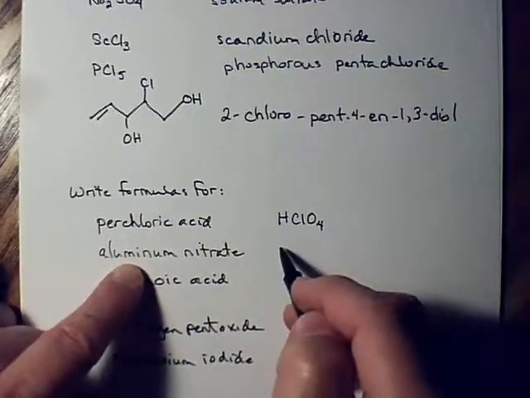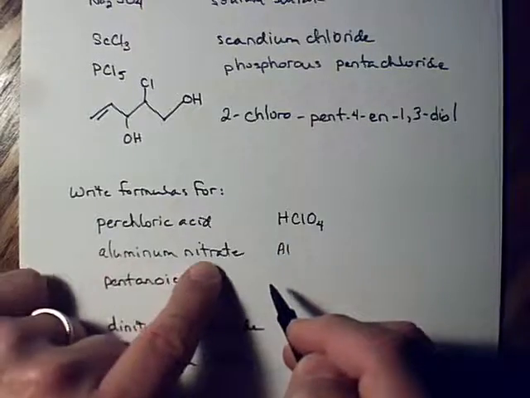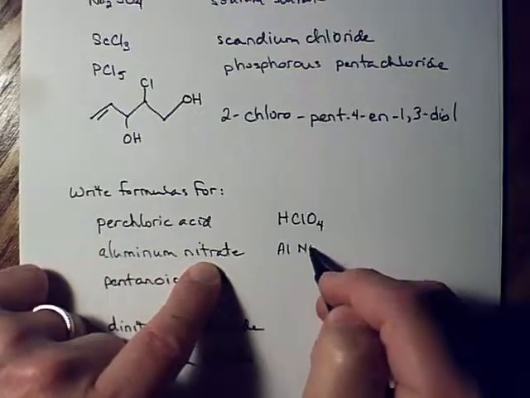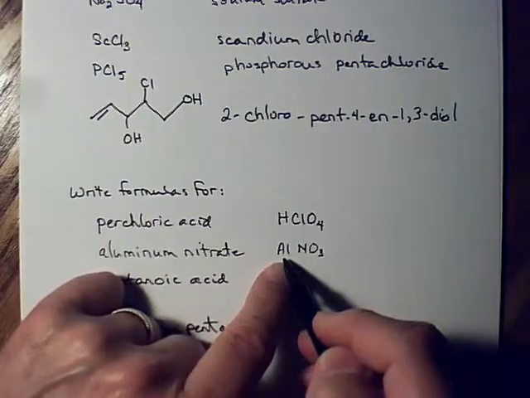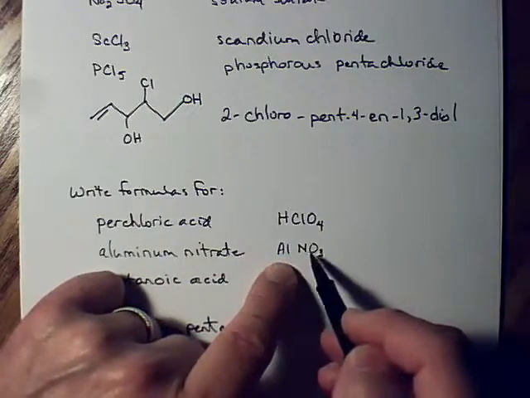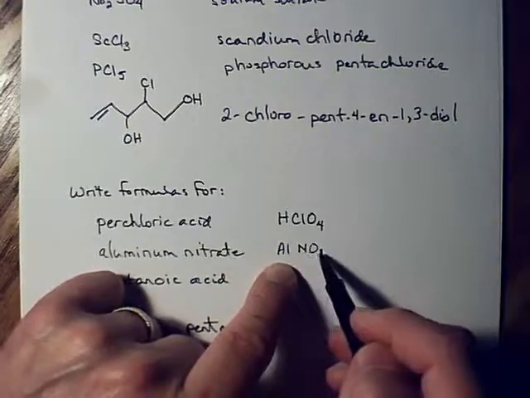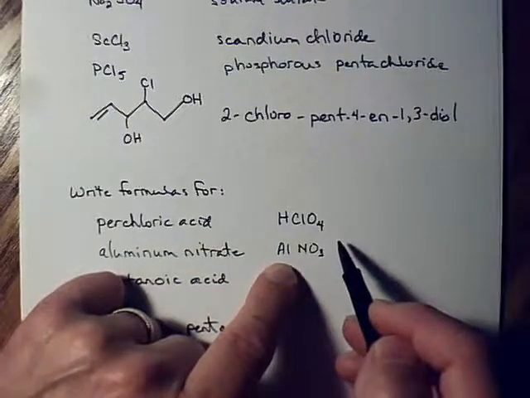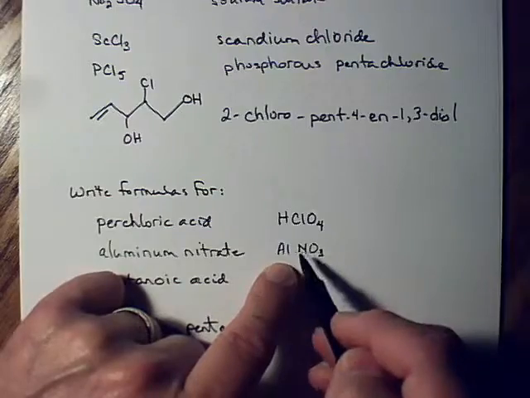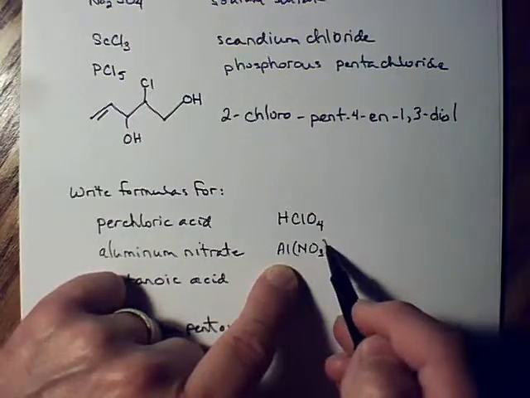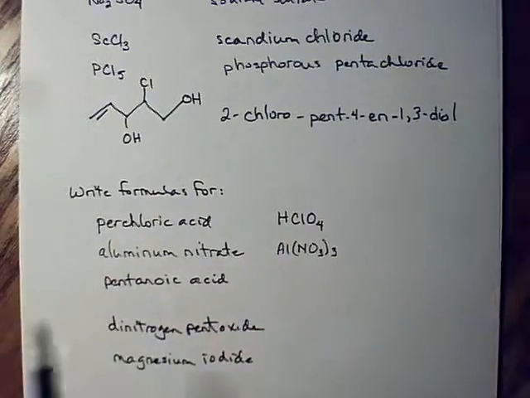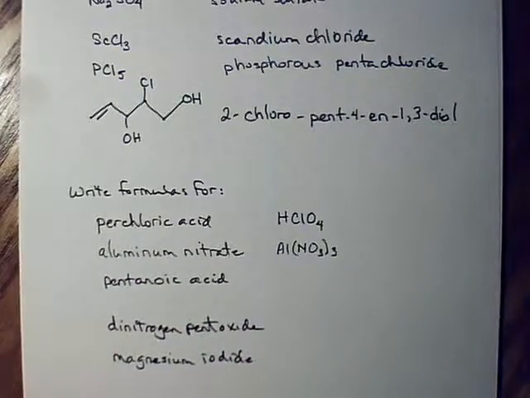Aluminum nitrate. Aluminum is this. Nitrate is one of the polyatomic ions you're supposed to memorize. Aluminum has a 3 plus oxidation number, and that's one you just have to memorize. Nitrate, you have to memorize its formula. It has a 1 negative charge. So I need 3 nitrates to neutralize the 3 plus charge here. So I put this in parentheses and put a 3 after. Aluminum nitrate. Okay?